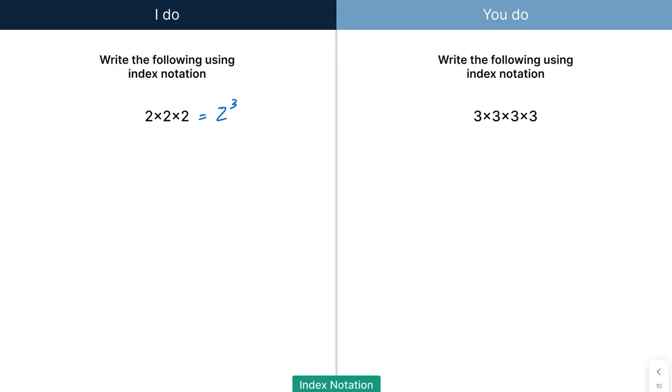So hopefully you've pressed pause and had a go at this. So this can be written as 3 would be the base number. And how many 3's are there? 4. So that's 3 to the power of 4.